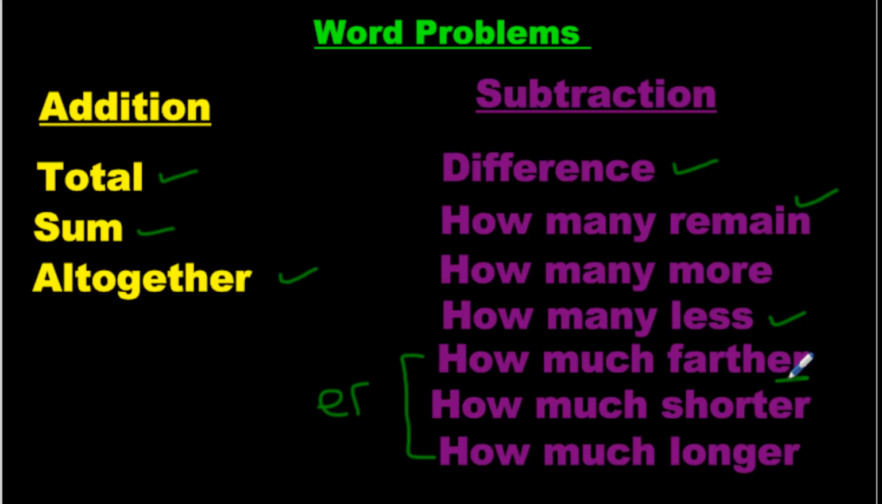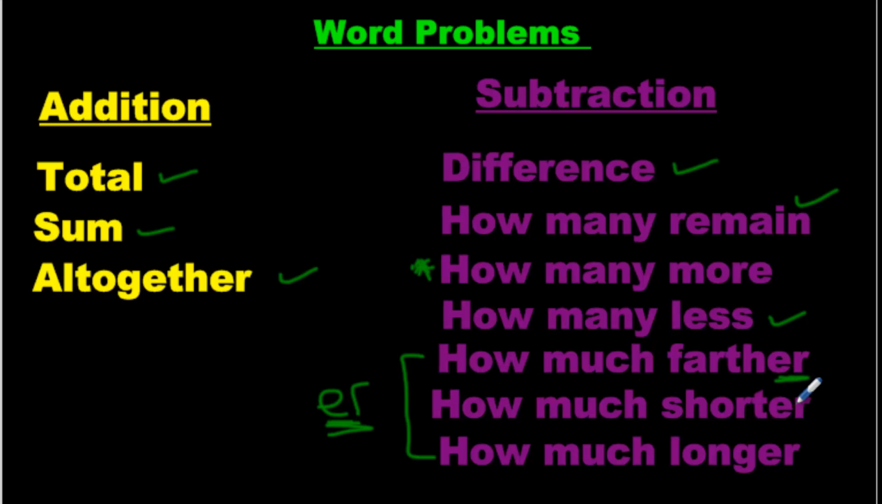If it ends with an ER, how much, and then an ER word, you've got yourself a subtraction type question. So what do we have? Difference, how many remaining, how many more, how many less? Those ones you need to understand. Most people will get those, except this one. This is a trick one. I'll put a star beside it.